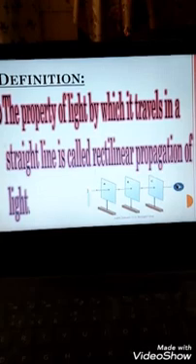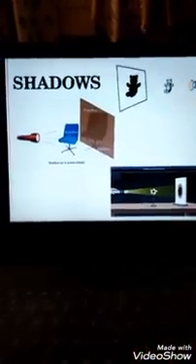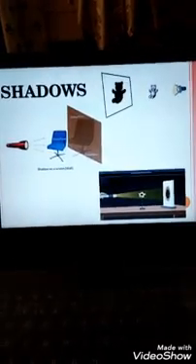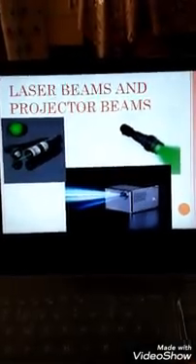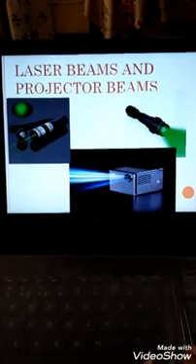So what is rectilinear propagation of light? The straight line movement of the light rays. Rectilinear means straight line and propagation means movement. So light rays move in a straight line and this is termed as rectilinear propagation. This can also be observed in various phenomena in our day-to-day life, like the formation of shadows. You can see in the picture the light rays are blocked by an opaque object and it forms a shadow. Then laser beams, torch beams and projector beams all travel in a straight line. This also shows us rectilinear propagation of light.